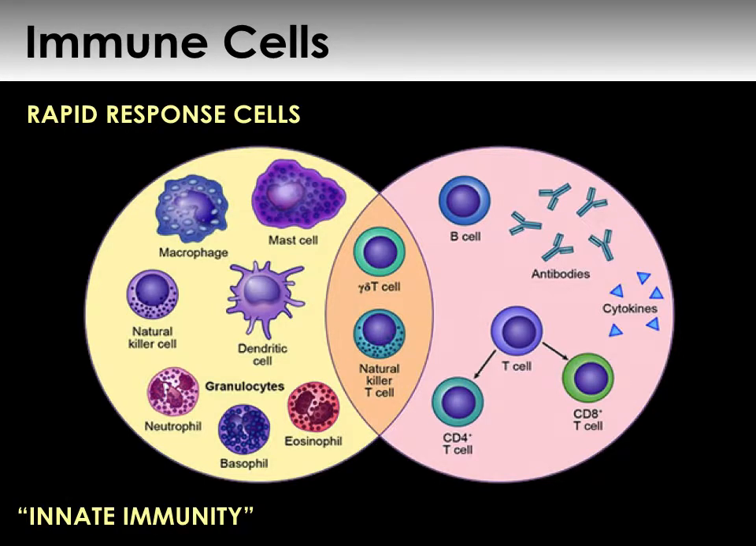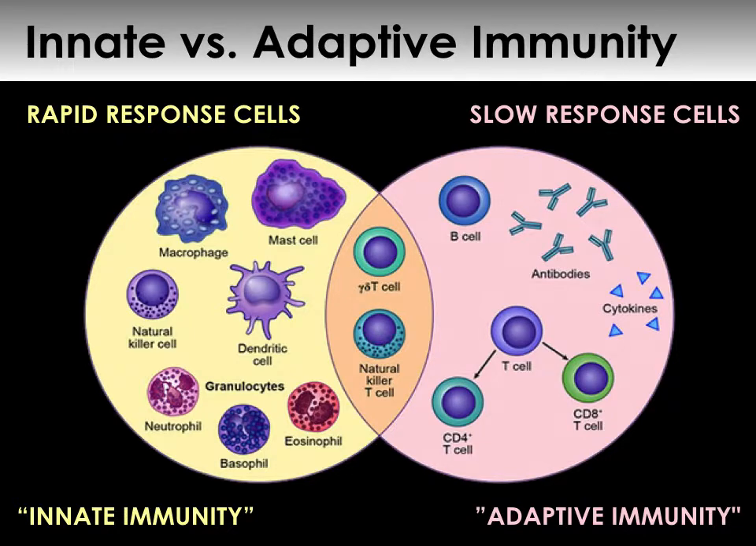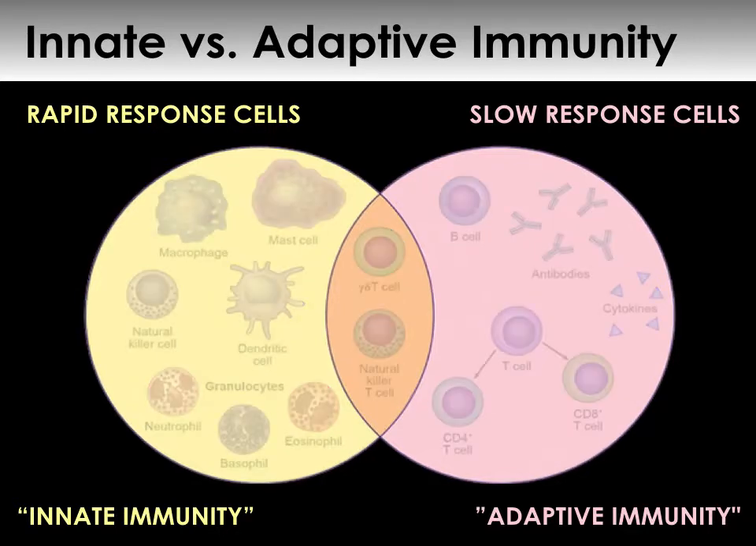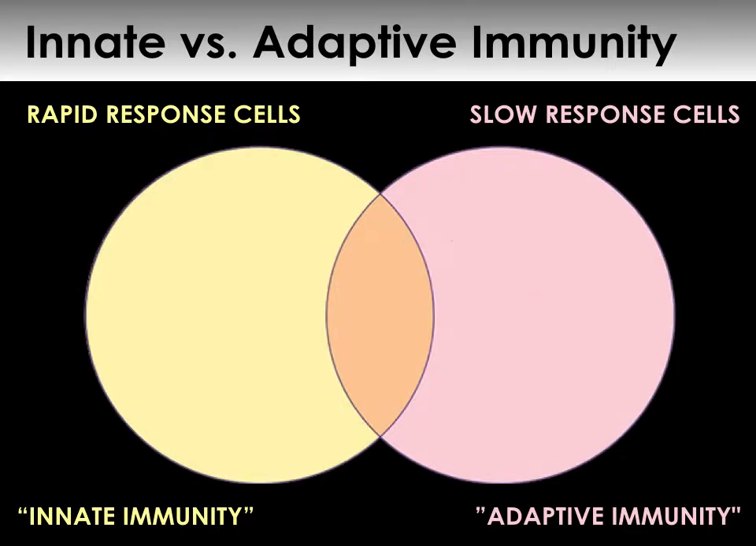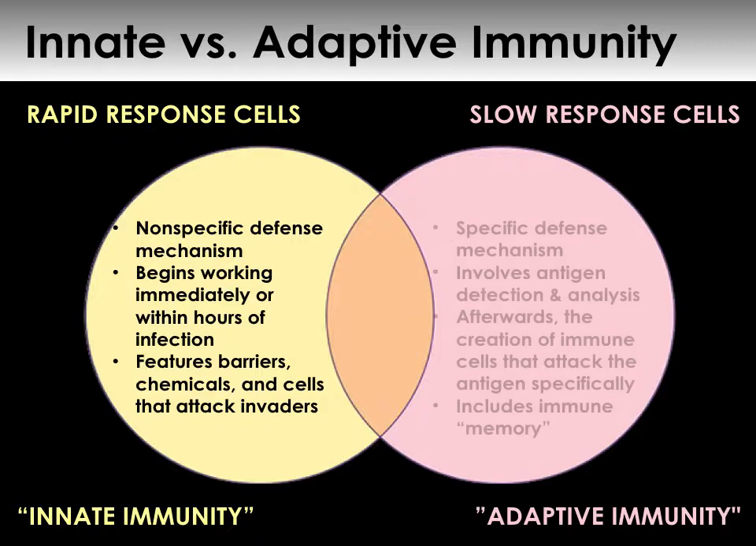These include rapid response cells. We consider this innate immunity, and also slow response cells, which fall under the adaptive immunity category. If we were to compare innate versus adaptive immunity, we would find that rapid response cells, or innate immunity, are non-specific defense mechanisms, and they begin working immediately or within hours of infection. These include barriers, chemicals, and cells that attack invaders.